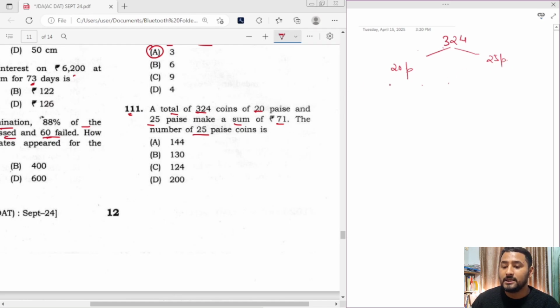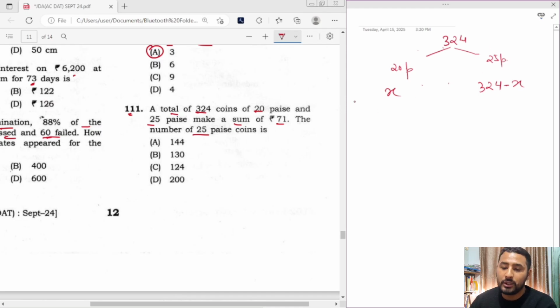So how to do it? Suppose we take the number of 20 paise coins as x. Then what will be the remaining? If we take the 20 paise count as x, then the 25 paise coins will be 324 minus x. When you subtract x, the count of 20 paise coins, from the total 324, you get the number of 25 paise coins.